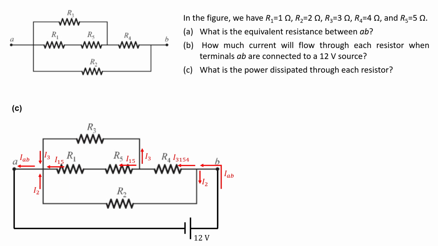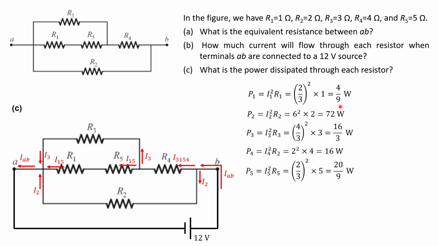So in part C, we have to find the power dissipated through each of the resistors. Well, what is the power? How do we calculate the power? So let's start by calculating the power dissipated through the resistor R1. Well, the equation for power dissipated when current I goes through a resistor is just I squared times R. So I already calculated I1, which is 2 over 3 amps, and I know R1 is 1 ohm, so the power dissipated here is going to be 4 over 9 watts.